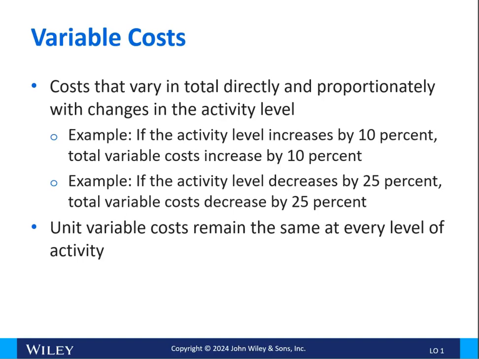Costs that vary in total, directly, and proportionally with changes in the activity level are variable costs. So if the activity level increases by 10%, total variable costs increase by 10%. If the activity level decreases by 25%, total variable costs decrease by 25%. The unit costs for variable costs will remain the same at every level of activity. Okay, and this is the definition of a true variable cost, that it's going to change proportionally and directly with changes in level of activity.